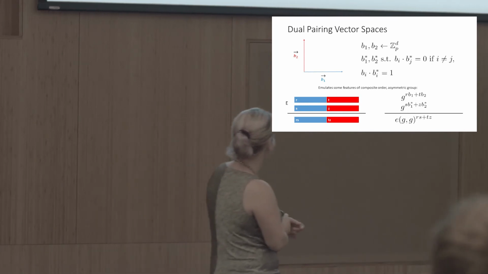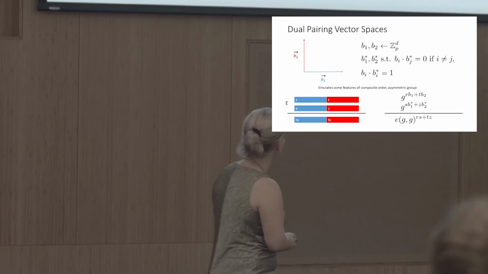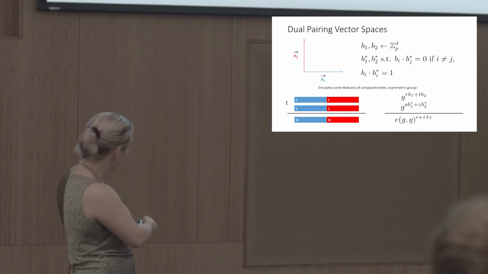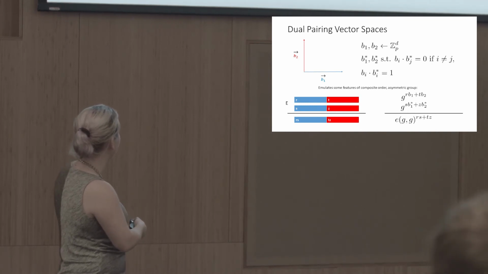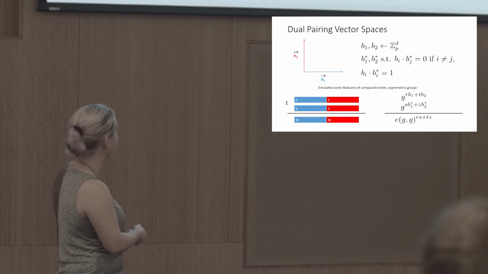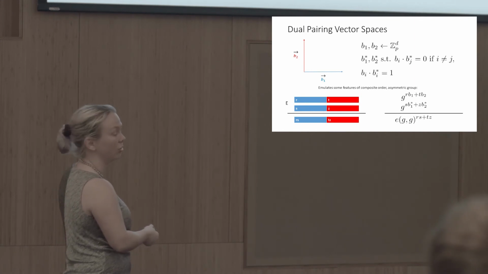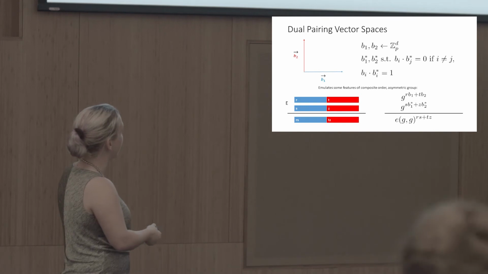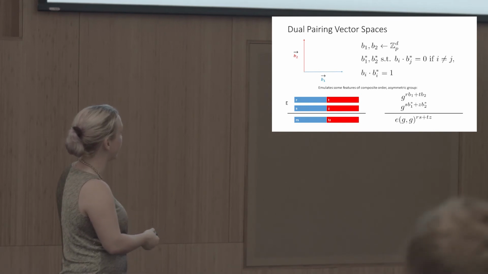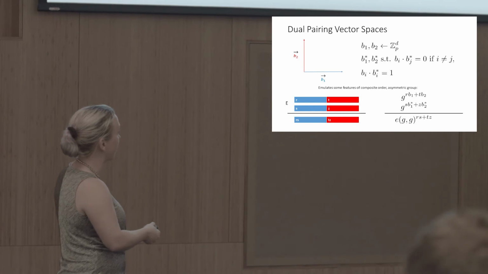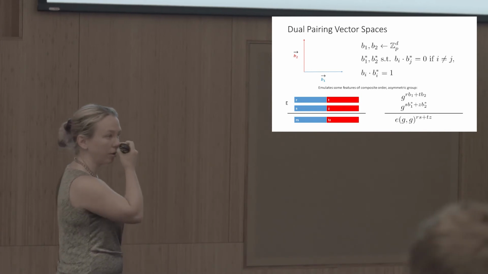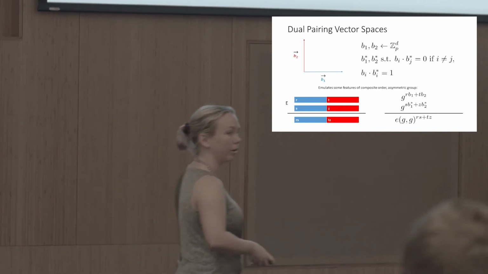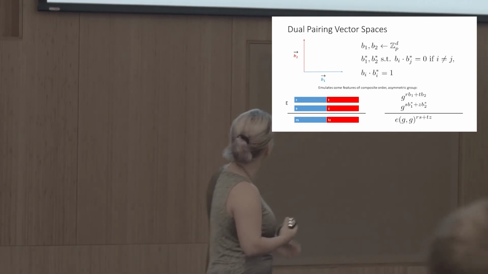And this now allows us to emulate some features of composite order asymmetric groups. We had this picture that we wanted to look like this, where the exponents in the blue space multiply and the exponents in the red space multiply. You can simulate that effect here by taking g to this combination of vectors and pairing it against g to this combination of vectors. And now the cross dot products are 0. So you only get the sum of these two quadratic terms. So you emulate this structure of these composite order groups.